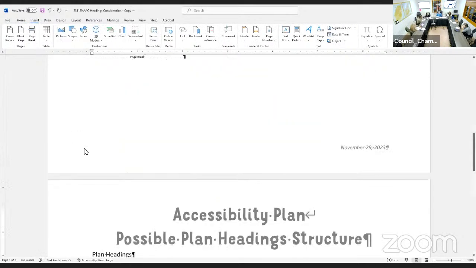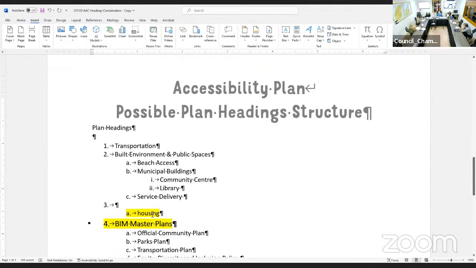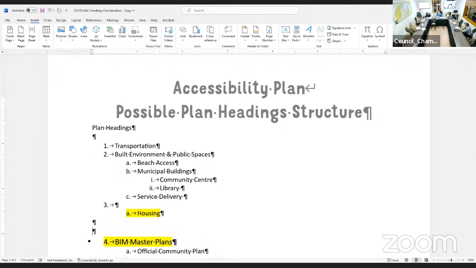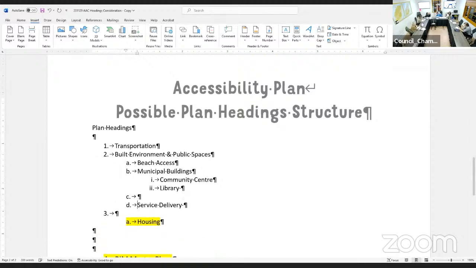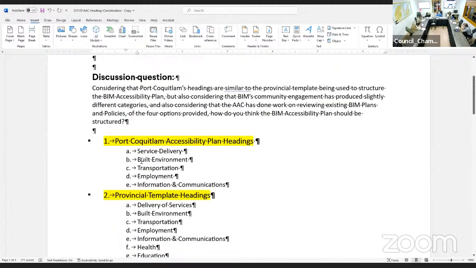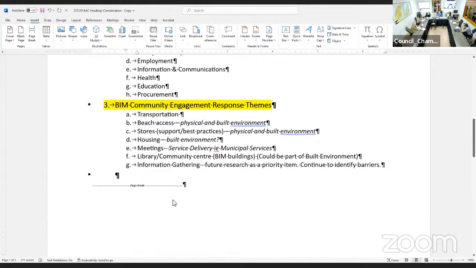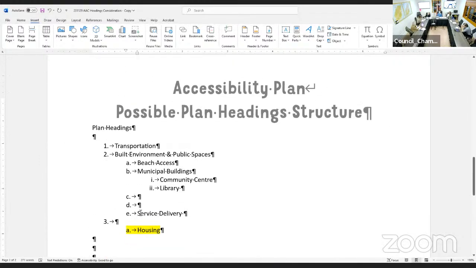And the subheadings would be meetings. What does the Coquitlam one have in relation to them? Sorry, it has service delivery. You mean within the plan? Their first heading is service delivery.